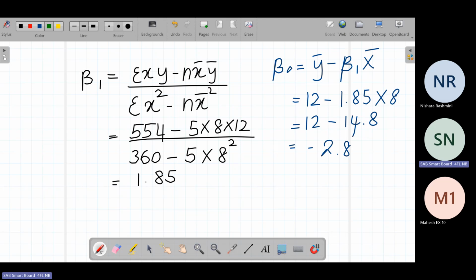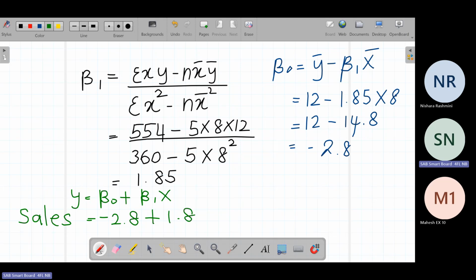Yeah, then the question asks to write down the simple regression model. No, this is not the answer. Okay, this is the formula: y equals beta naught plus beta 1 x. Then here, instead of y, you write the variable name. Sales equals beta naught, which is minus 2.8, plus 1.85 into x. Here you can write advertising expenditure. Okay, this is the regression model.